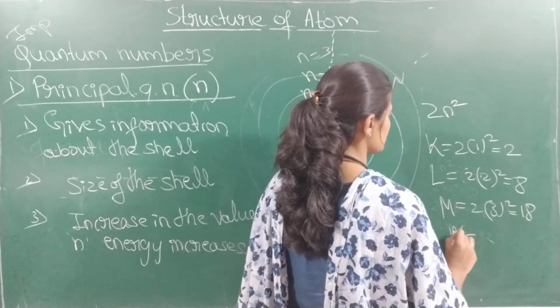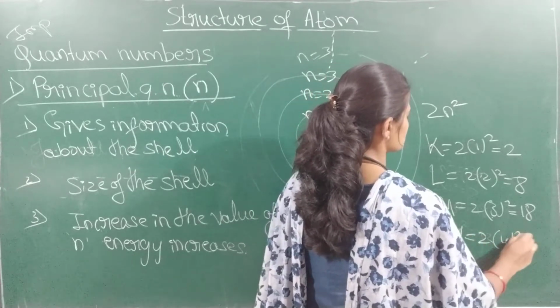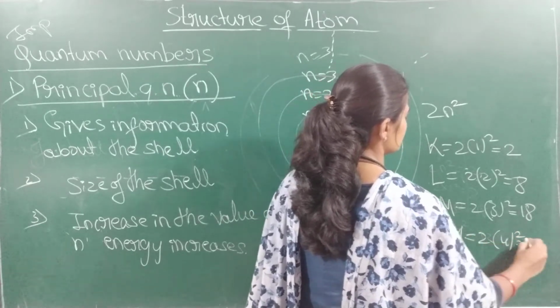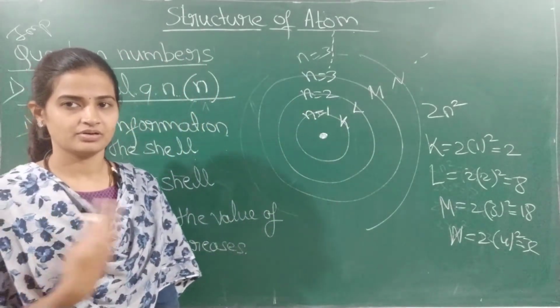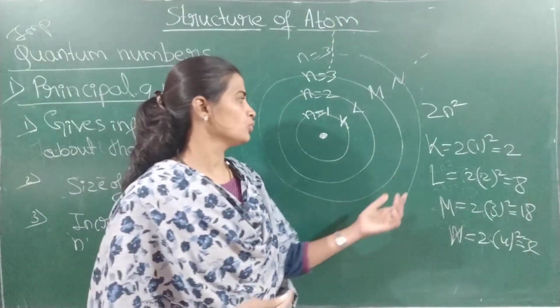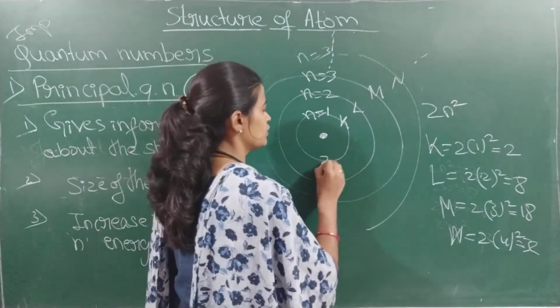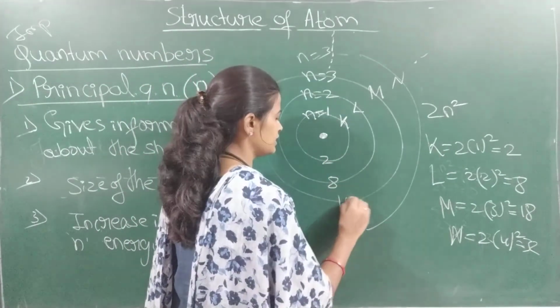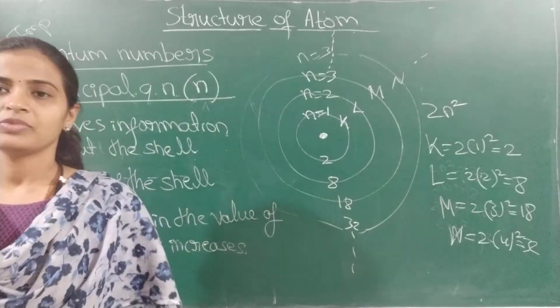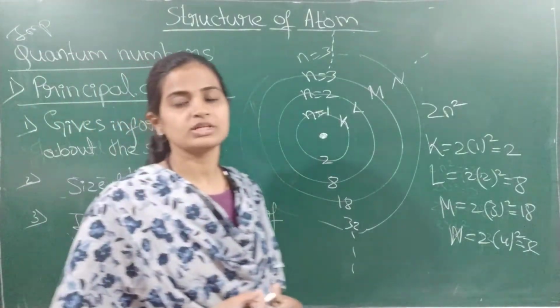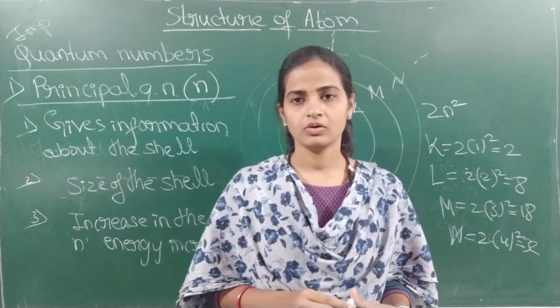In the N shell, how many electrons are there? 2 into 4 square, that is 32. Like this. In the lower classes, you have studied the number of electrons present in the shells: 2, 8, 18, 32, and so on. Got it? See how much information the principal quantum number is giving.